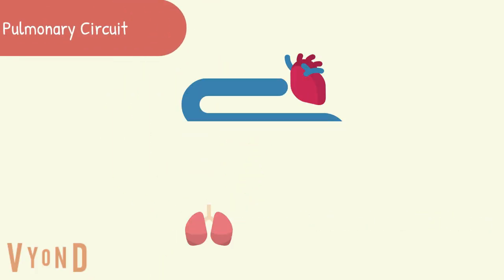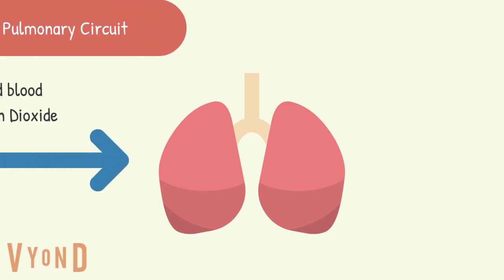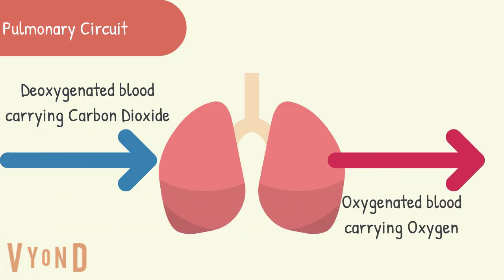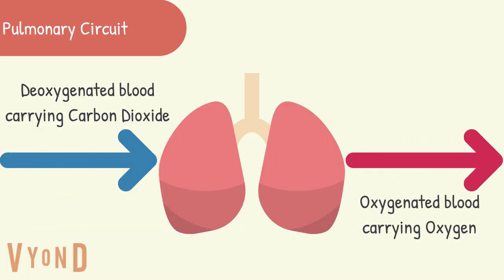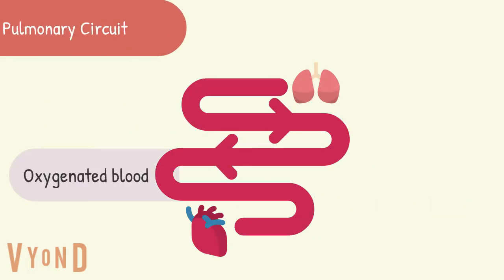In the pulmonary circuit, deoxygenated blood is carried to the lungs. At the lungs, carbon dioxide diffuses out from the blood into the lungs, and oxygen diffuses into the blood from the lungs' alveoli, making the blood oxygenated. Oxygenated blood is then carried back to the heart.